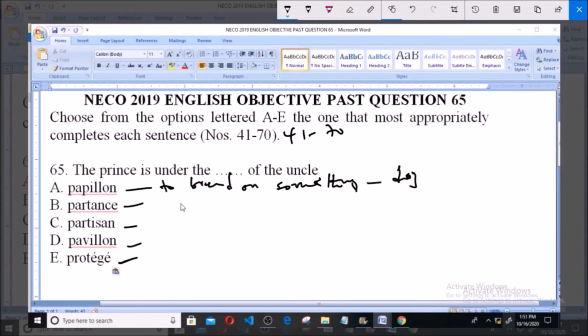Then when we talk of patterns, it is not an English word, it is a word out of circulation, so we cannot discuss patterns. Then partisan means to engage in something, particularly politics.